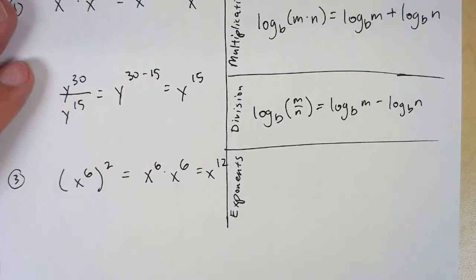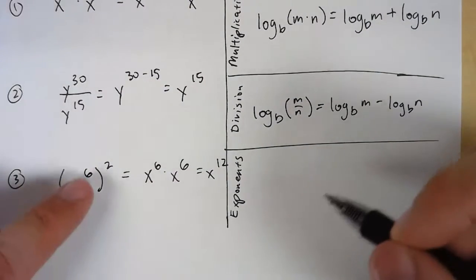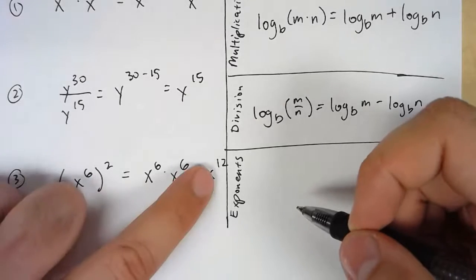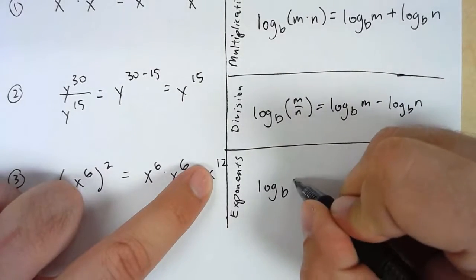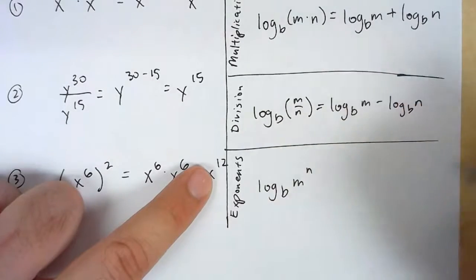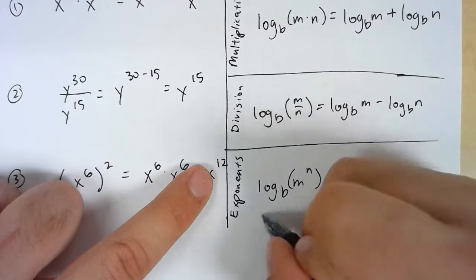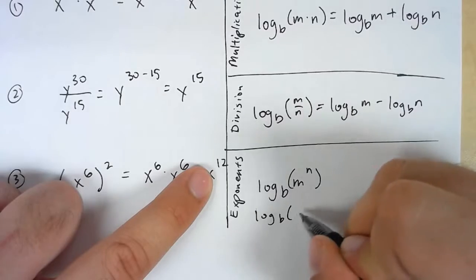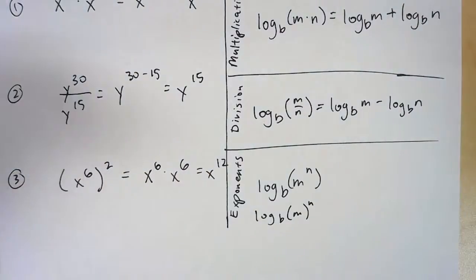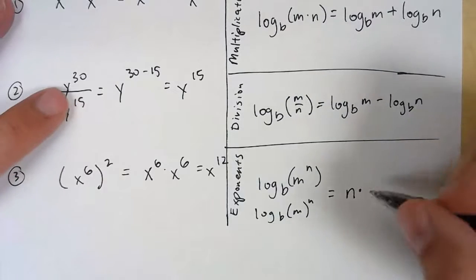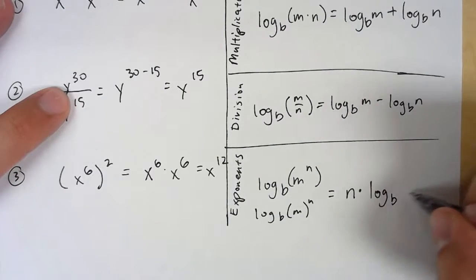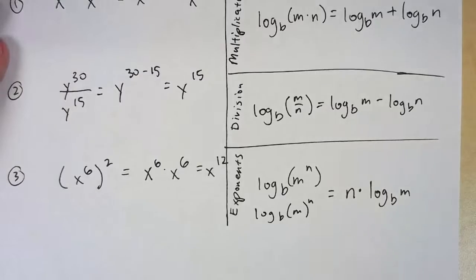So last one in here, our exponents one. When we had an exponent raised to an exponent, we multiplied them. So we're going to do the same thing. If we have a log base b of our answer to an exponent, and it's either written like this, or sometimes it's written like this, it doesn't really matter either way. Both ways get us to multiply the exponent by that original log.